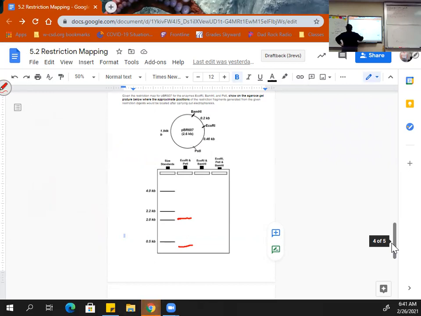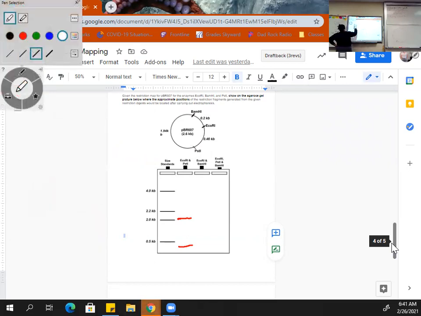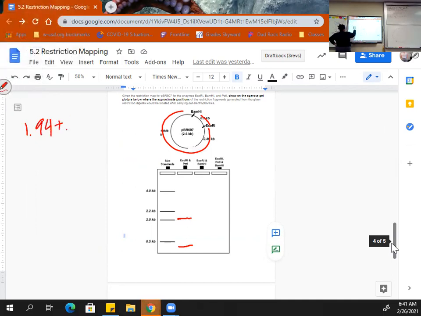Next, we are looking at EcoRI and BamHI. So we get rid of our PstI. So we have a fragment from here and there. So our long fragment is going to be 1.94 plus 0.46, which gives us 2.14. 0.40. So that is our first one.